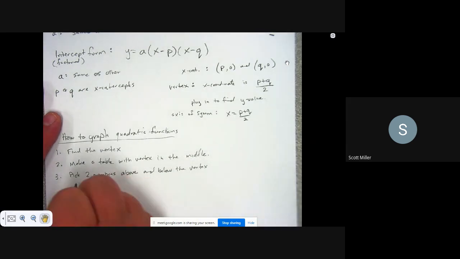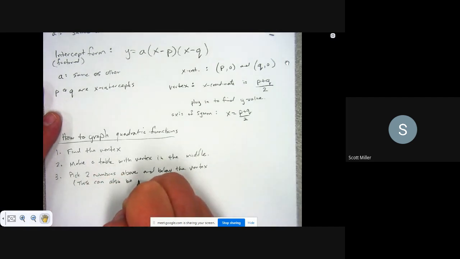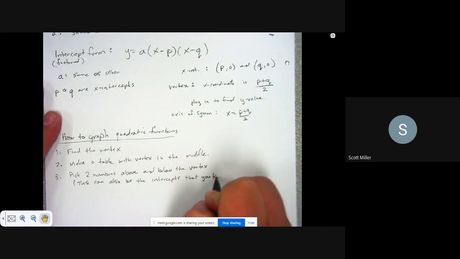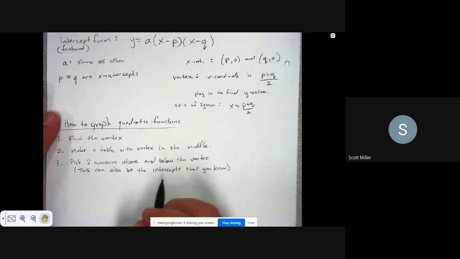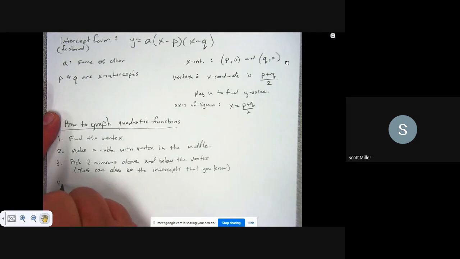And these can also be any intercepts that you know. If you don't know an intercept, you don't need to find it. You can pick any numbers you want. But if you do know the intercepts, go ahead and use them. That way you can save you some time.